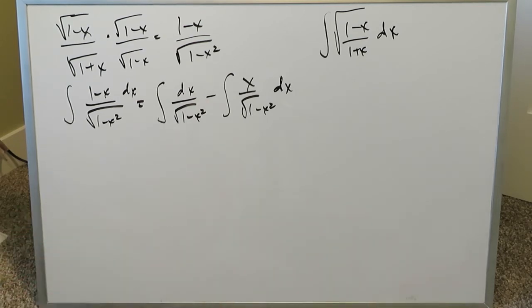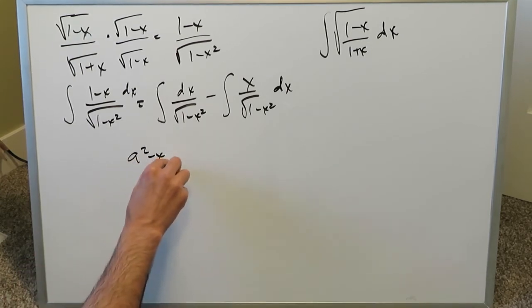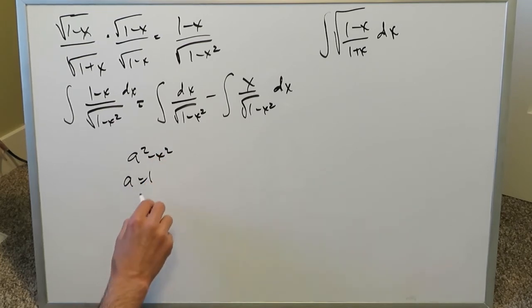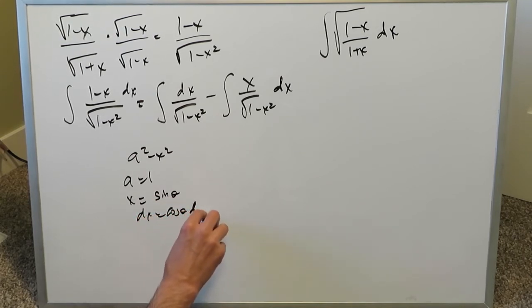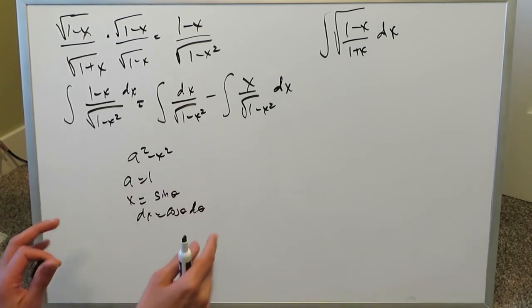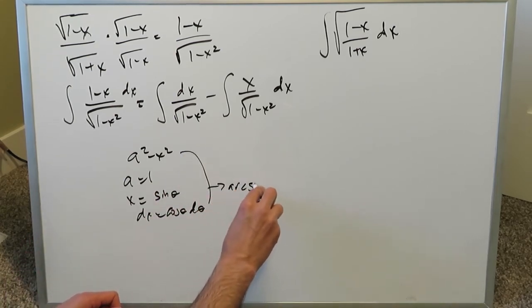This, when you look at it, is not hard by any means. You don't have to bring in the trigonometric substitution where you're looking at something of this form. You can, but you don't have to. A squared minus x squared, and here a equals 1, and x here is equal to sine theta, and dx is equal to cosine theta d theta, and then take this through trigonometric substitution. You could, and when you did all of this, you'd end up getting arc sine x.